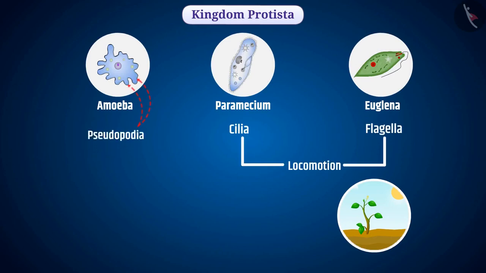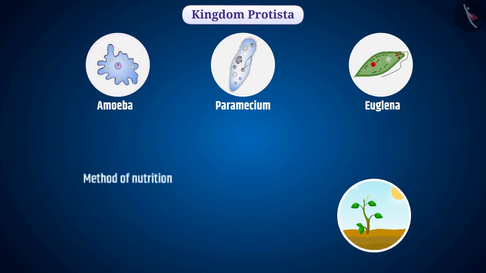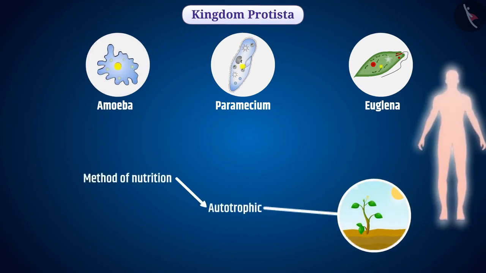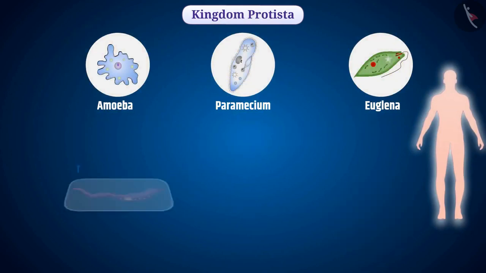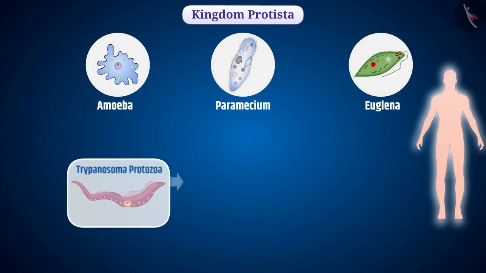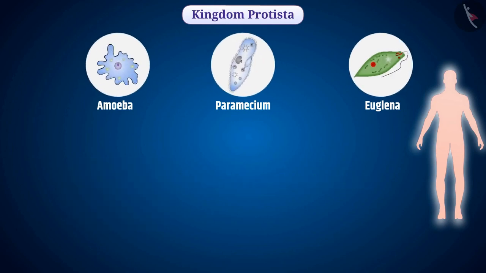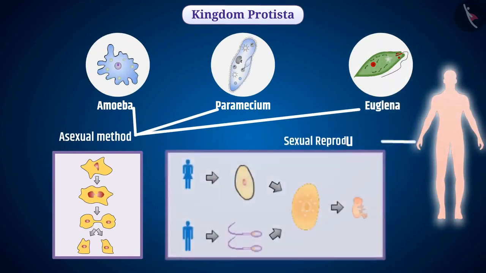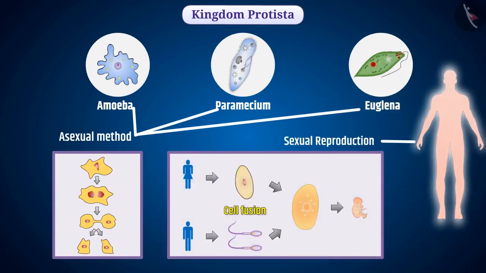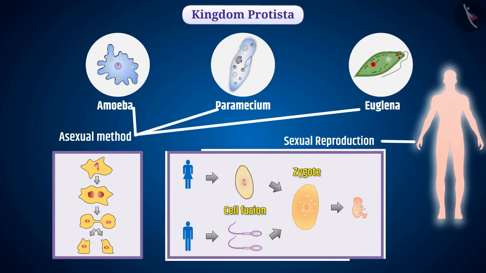With the help of pseudopodia, amoeba performs locomotion and takes food. The method of nutrition of some of these organisms is autotrophic, and the method of nutrition of some organisms is heterotrophic. Some organisms, such as Trypanosoma protozoa, are parasites which cause diseases like sleeping sickness. Some organisms reproduce by the asexual method and some reproduce through sexual reproduction. Cell fusion and formation of zygote are adopted in sexual reproduction.